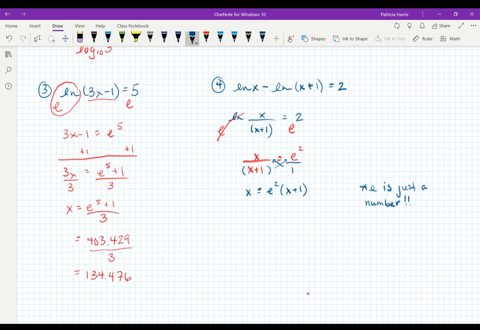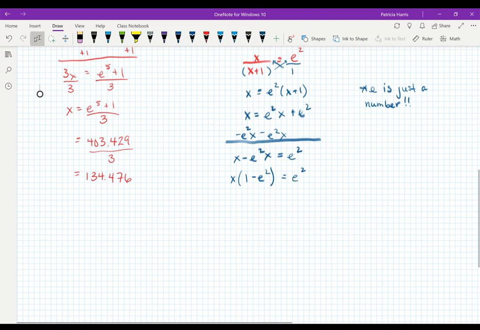All right, so now what I'm going to do, believe it or not, is distribute the e squared. Okay, now I want to get all my x's together. So I'm going to subtract. Again, this looks really bad. Okay, so on the left-hand side, I have x minus e squared times x equals e squared. Okay, so now I have a common factor of x, so I can factor that out. So x divided by x is 1. Then e squared equals e squared. Okay, got to move this up a little bit.